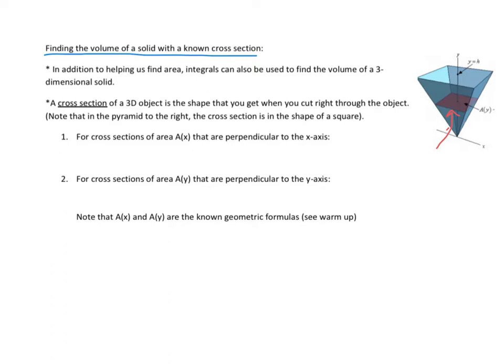So we're going to have two formulas that we're going to use. For cross-sections that are perpendicular to the x-axis, make sure you read the problems really carefully. The perpendicular to the x-axis ones are going to be our nicer integrals. They're nicer because they are going to be in terms of x. So we're going to be finding the formula for the area of a cross-section. Then we integrate it from the lowest x value, the leftmost x value, to the rightmost x value. I'm going to say x equals a and x equals b in this case.